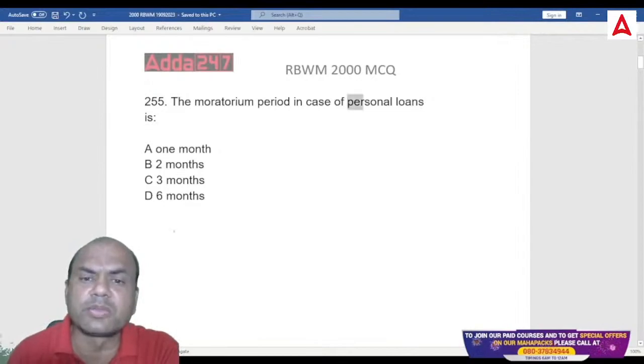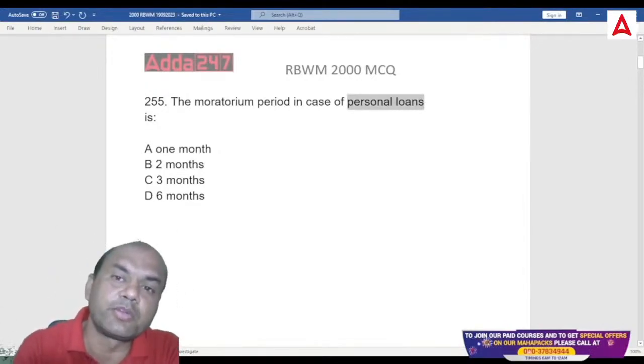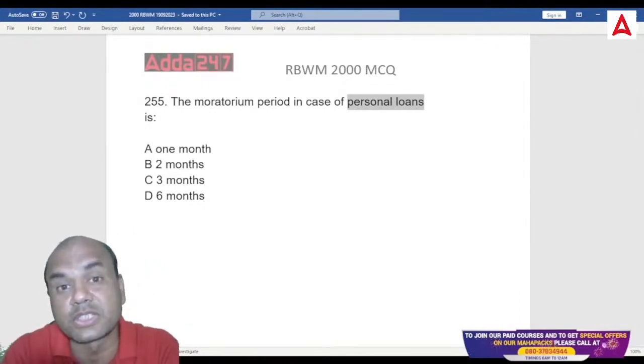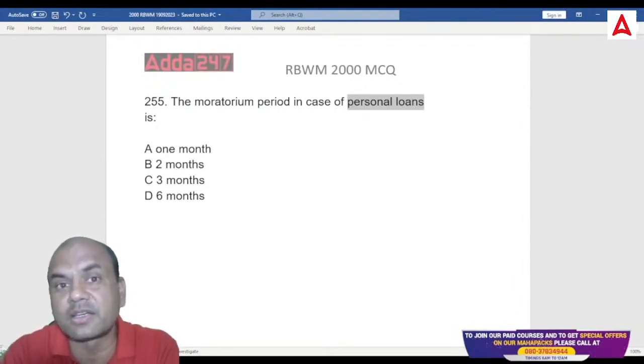Personal loan. Personal loan means, how many of you have worked in loans? How many of you have worked in loans? Just type yes in the comment section. Those who have worked in the loan section, they'll understand it.